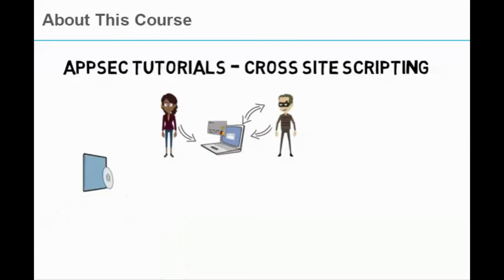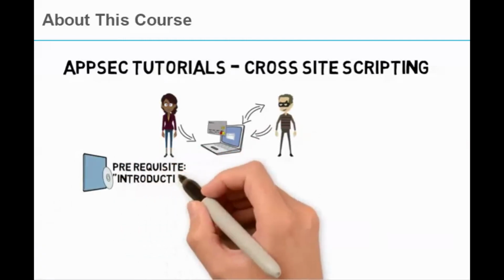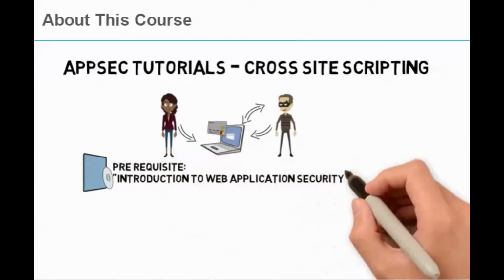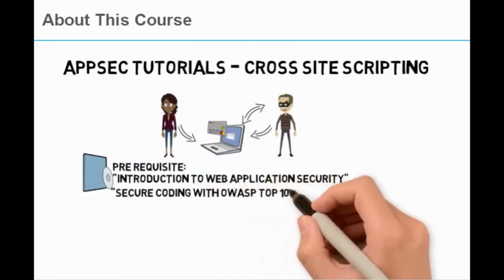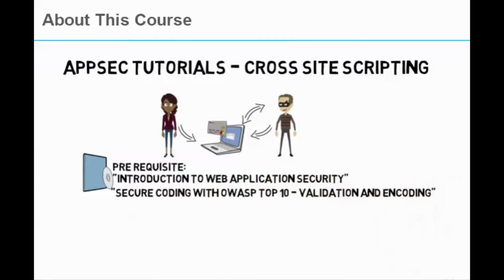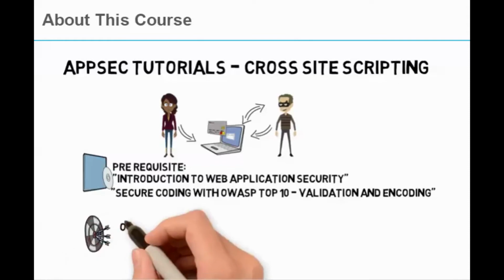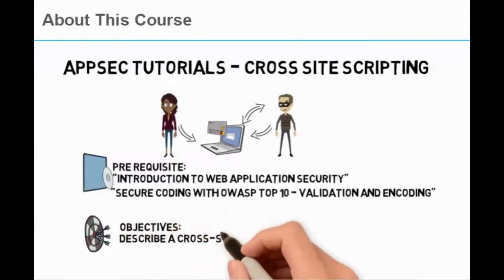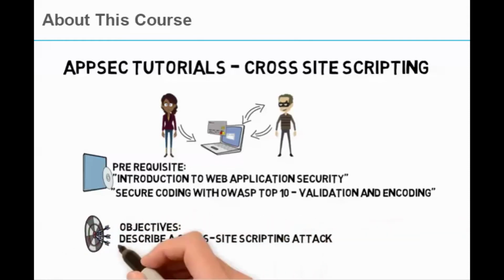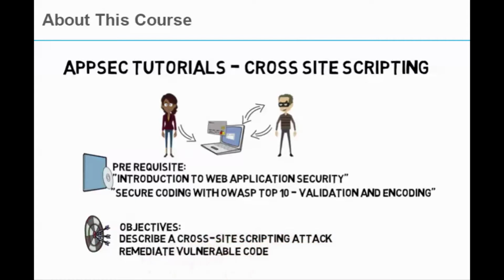To get the most out of this course, we recommend that you take the Introduction to Web Application Security course and the Secure Coding with OWASP Top 10 Validation and Encoding course for either Java or .NET. Upon completion of this course, you will be able to describe how a hacker might perform a cross-site scripting attack and be able to identify and remediate this weakness at the code level.